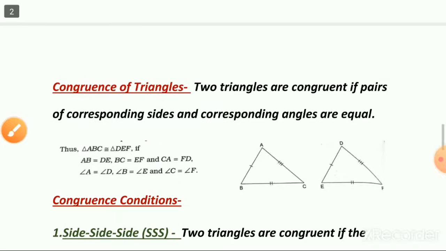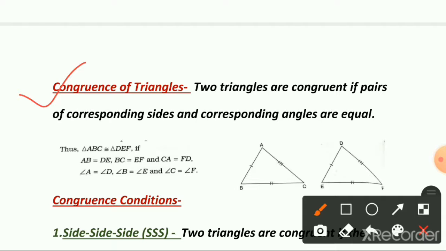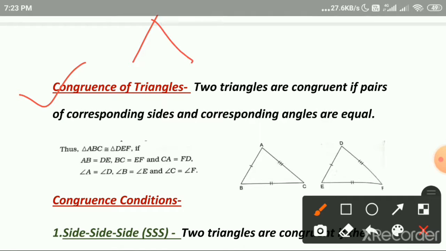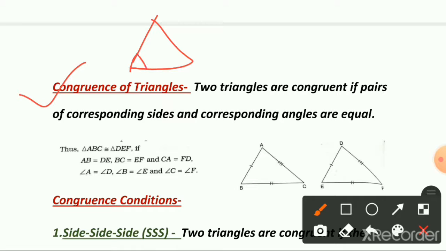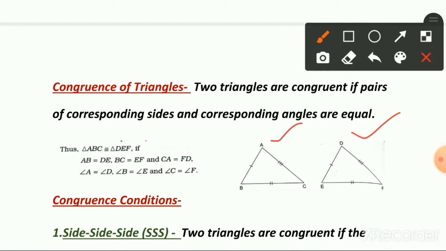Now congruence of triangles, that is very important, and your whole chapter is based on this, because a triangle has 6 elements, mainly 3 angles and 3 sides. So 6 elements: 3 sides and 3 angles. Further you will learn that only 3 parts are sufficient to prove triangles congruent. But first I am telling you which parts are equal. Here you can see 2 triangles in front of you, and these 2 triangles are named ABC and DEF.